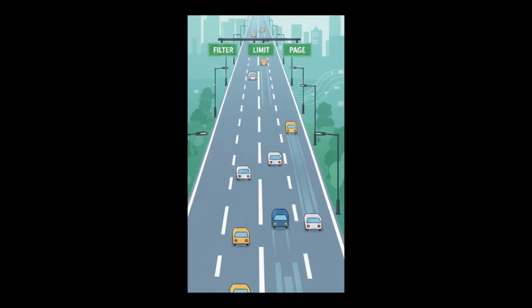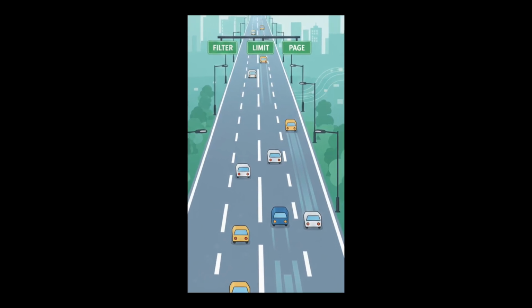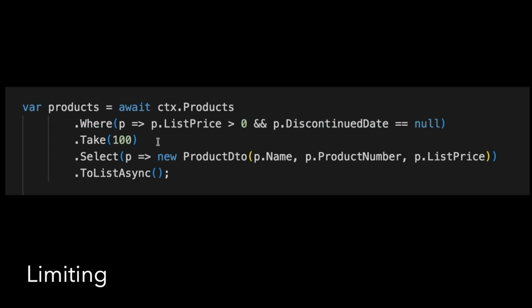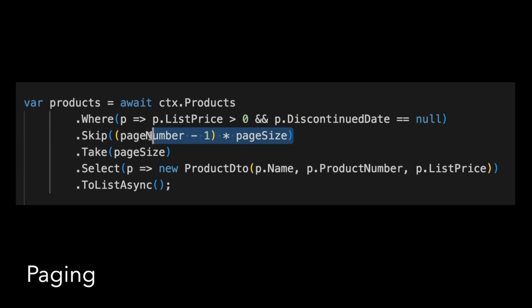And speaking of cutting down network traffic, there are other ways to reduce the data you send. The most obvious is to filter data using the Where method. Only fetch the rows you actually need. You can also limit your result with the Take method. Maybe you only need the top 100. For large data sets, you can use paging. Combine the Skip and Take methods.